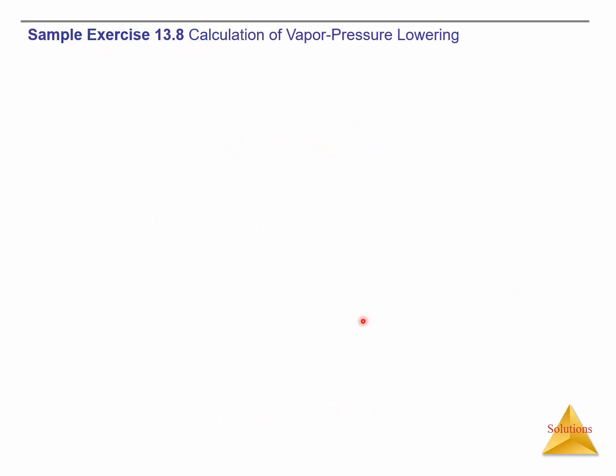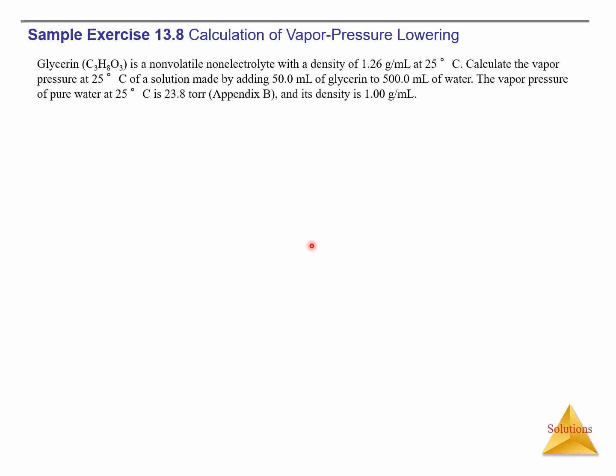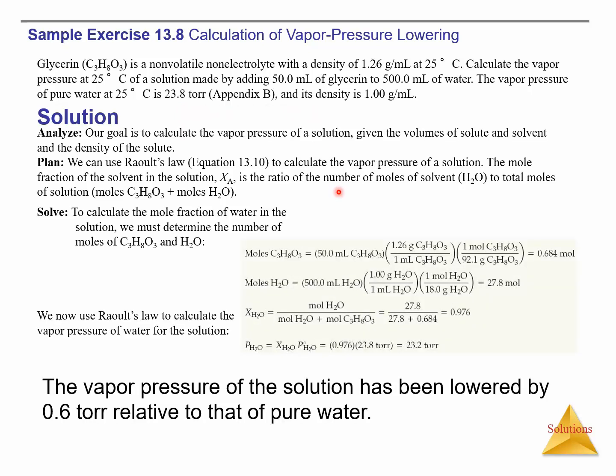Let's see this sample exercise about calculation of vapor pressure lowering. Glycerin is a non-volatile non-electrolyte with a given density at 25. Calculate the vapor pressure at 25 of a solution made by adding 50 ml of glycerin to 500 ml of water. The vapor pressure of pure water at 25 is 23.8 torr and its density is 1 gram per ml. So our goal is to calculate the vapor pressure of a solution given the volumes of solute and solvent and density.